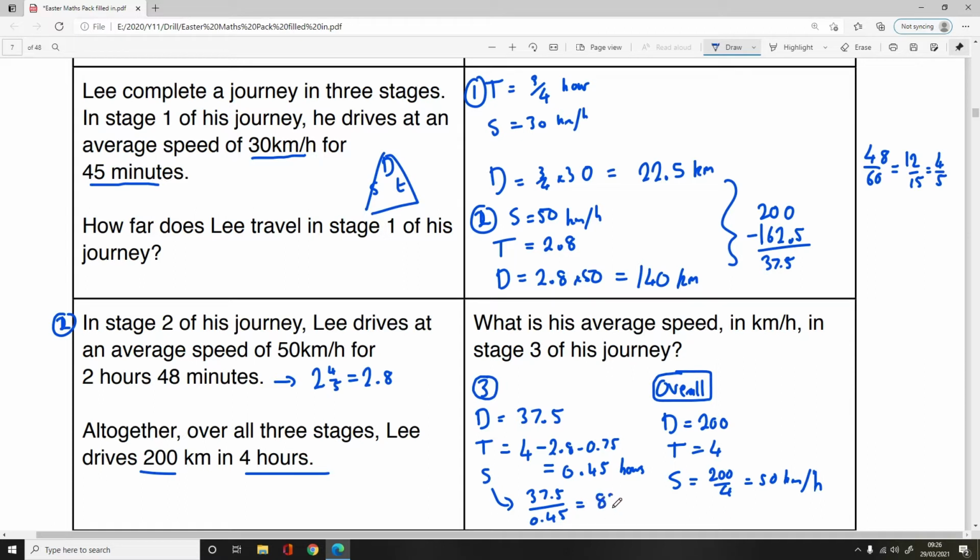Cheers. Ooh, he's broken the speed limit there. 83.3 kilometers per hour.